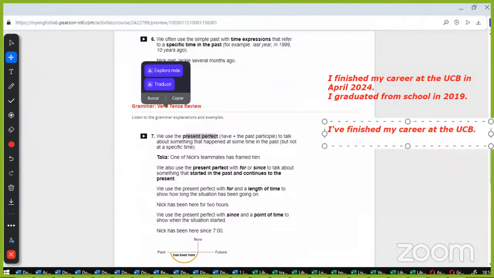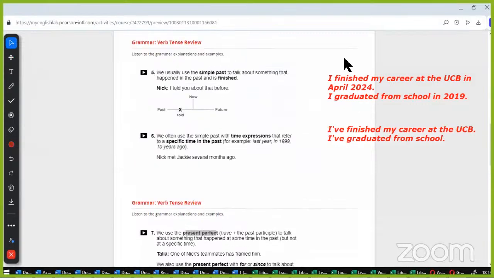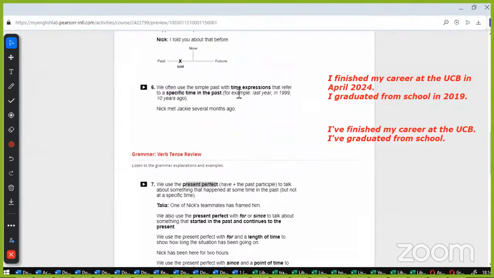In that case, you will need to use simple past, or I have graduated from school. You can say these two because you don't have a specific time. And these things happened at some time in the past, but they're already finished, and that's fine. You can use either the present perfect or the simple past. But if you wanted to use a time expression, then you would need to use the simple past.